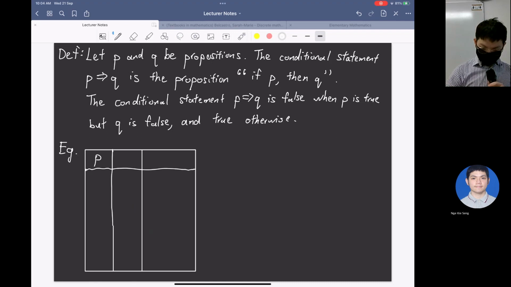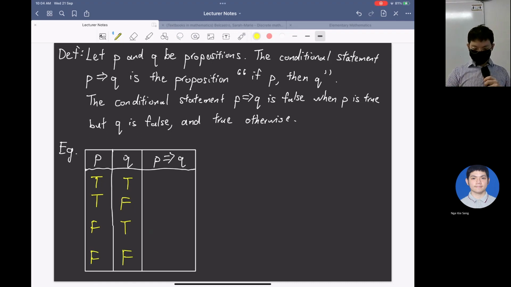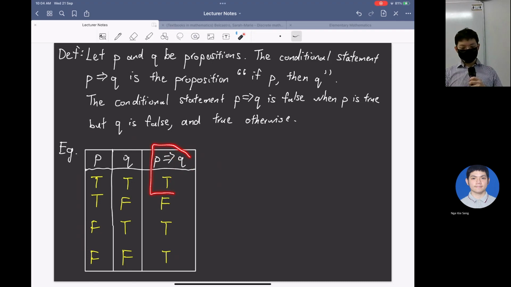Okay, P, Q, P implies Q. So you get true, true, true; true, false, false; false, true, true; false, false, true. So true implies true is true. True implies false is false. False implies true is true, and false implies false is true. Let's examine this truth table. True implies true, this statement can be true. But a true statement implying a false statement is always false. The true thing cannot make a false thing true. As long as your Q is false, it's always false. As long as what you say in the end is false, then it's false.